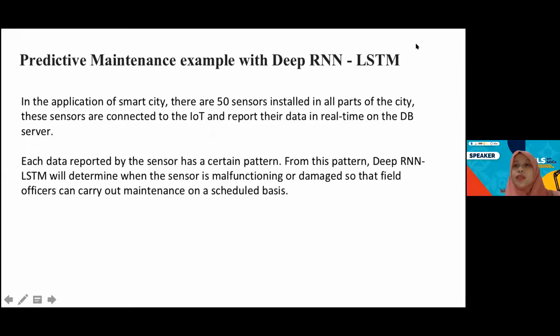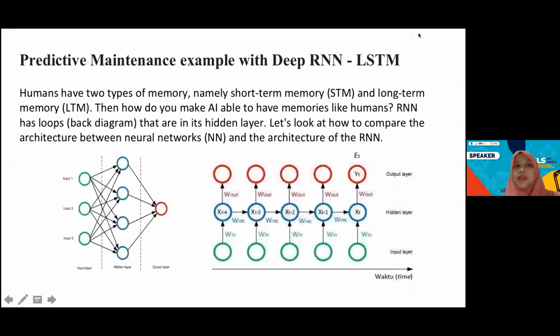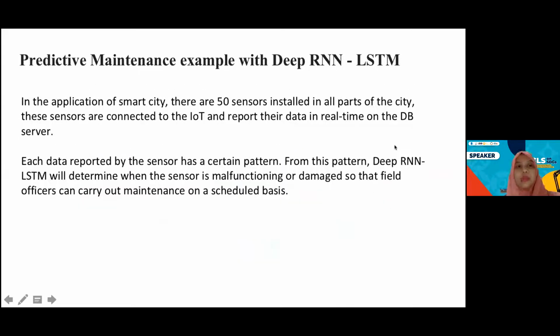And this is an example of what our research is about. We do predictive maintenance, for example, with deep RNNs, recurrent neural networks. A recurrent neural network is used, for example, for time series prediction. And we combine it and modify it with the LSTM architecture. LSTM is long short-term memory.